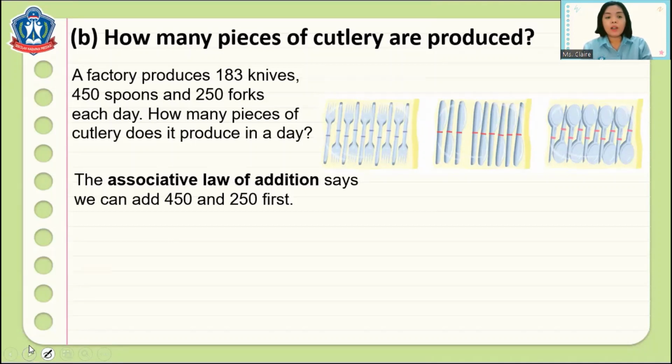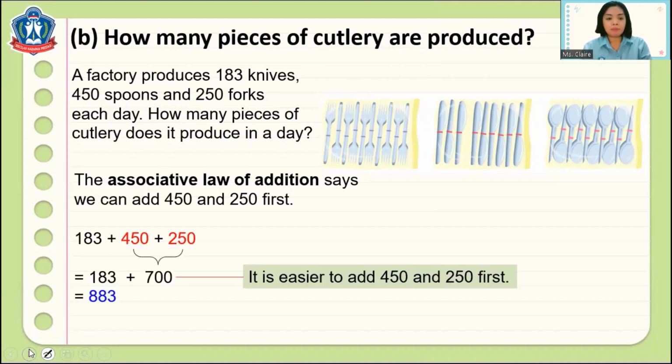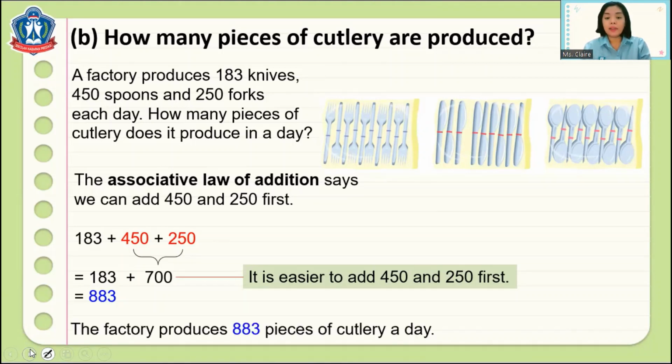We have what we call the associative law of addition. It says that we can add 450 and 250 first. Why? Because it's easier to add, right? Because they are in tens. So 450 plus 250 equals 700. Then 700 plus 183 is 883.